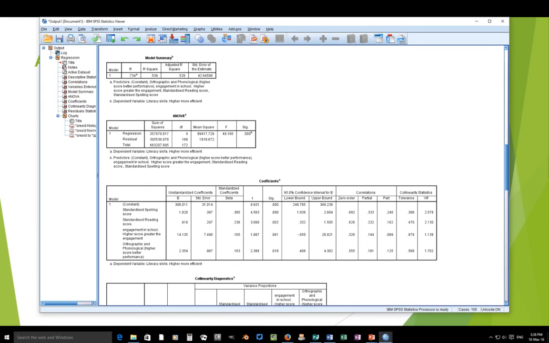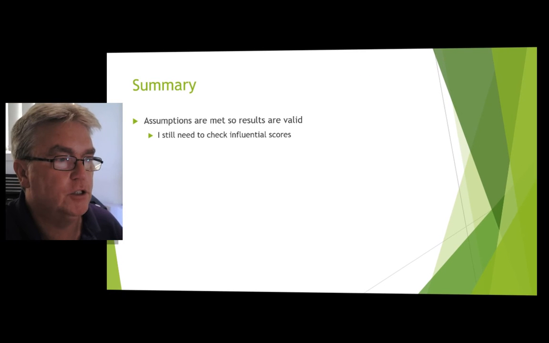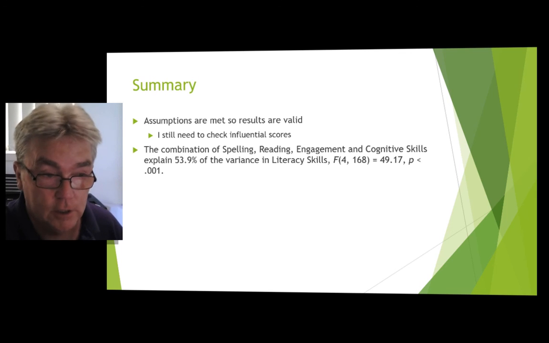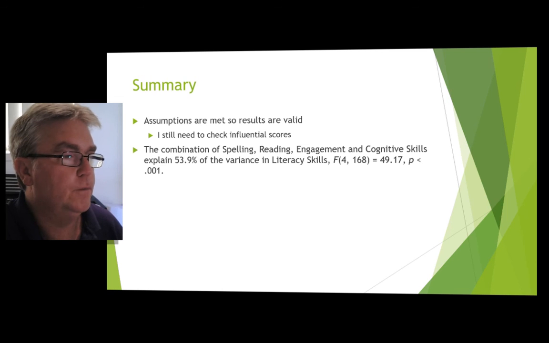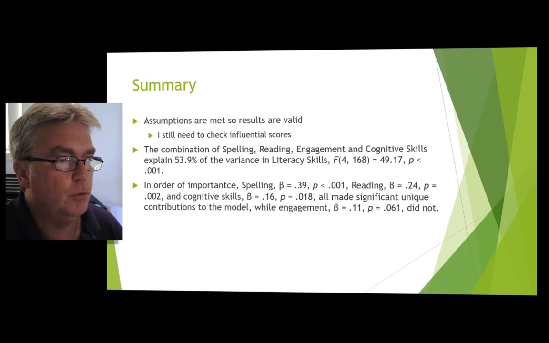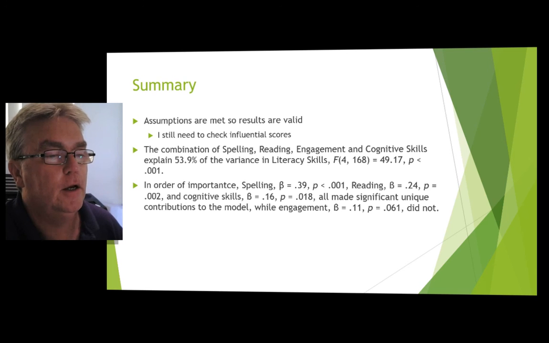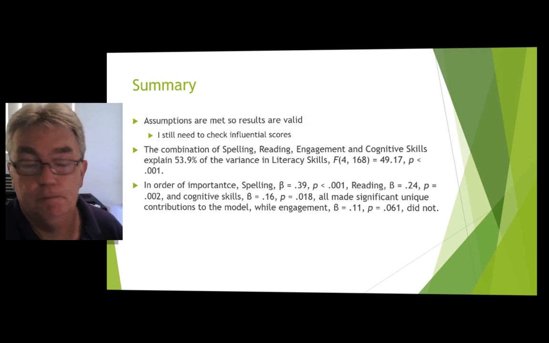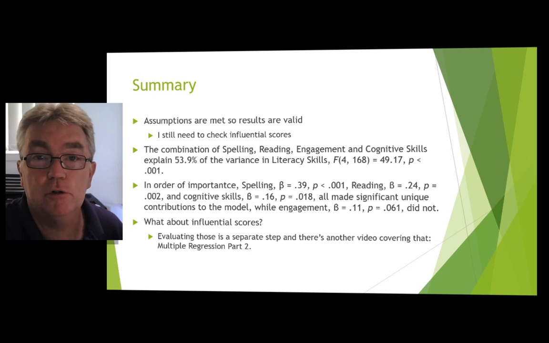And we're going to do that in the next video. So I've got here a bit of a summary. Assumptions are met. I still need to check for influential scores. Combination of spelling, reading, engagement, cognitive skills explains 53.9% of the variance in literacy skills. There's where I know it's significant, the F and the p, and then in order of importance, spelling, reading, and cognitive skills all made unique contributions to the model, while engagement did not. And next job is influential scores, and that's in the video Multiple Regression Part 2.